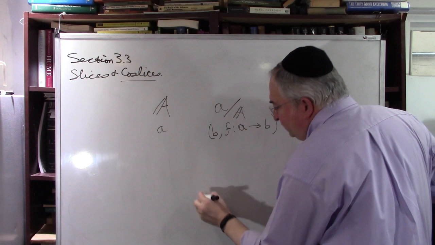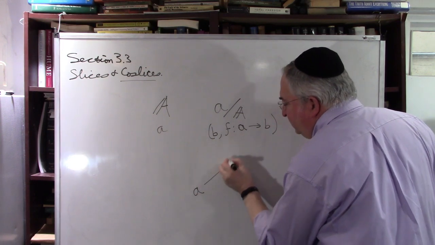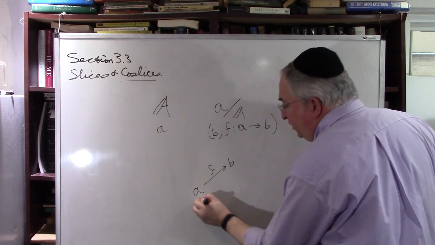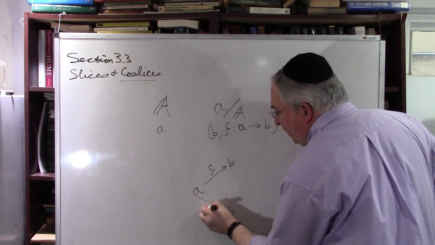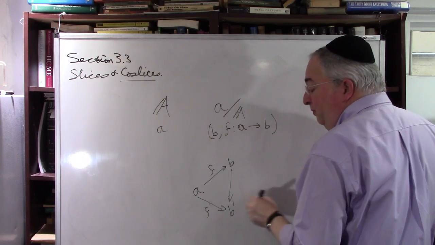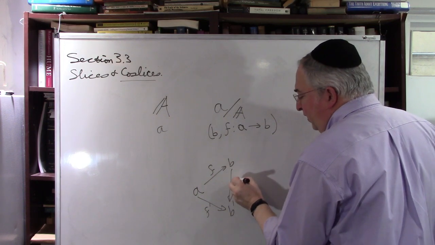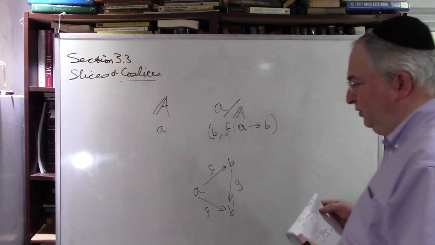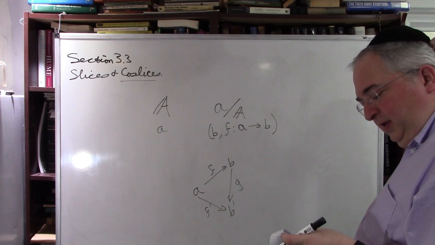Hold on. Here's a typical element, A to B. Here's another typical element, f prime to b prime. And what does it mean, a morphism in this category? Well, it's a morphism like that, such that this commutes. So that's a coslice category.